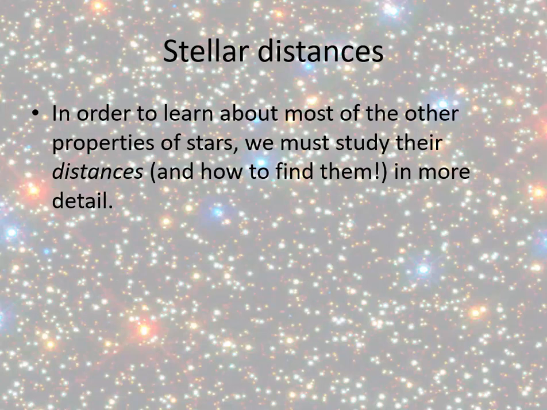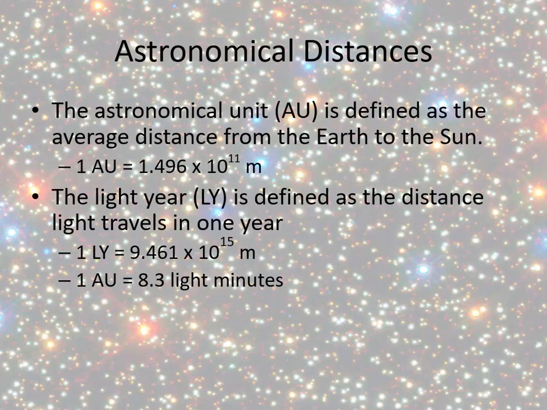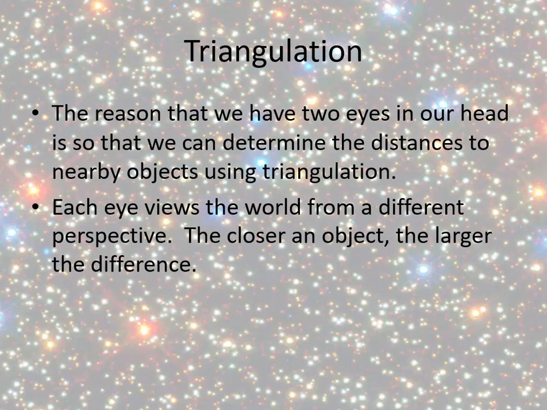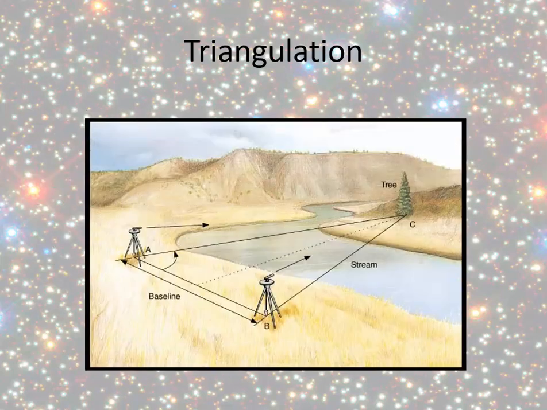Well, it turns out most of the closest distances we can determine directly. So again, a lot of this is review. I'm going to skip through this, and if you need to pause the video, then pause the video. But we know the distance from Earth to the Sun really accurately. We know how much a light year is, and we know how long an astronomical unit is in terms of light years and light minutes. And we can use triangulation to determine distances in more detail.